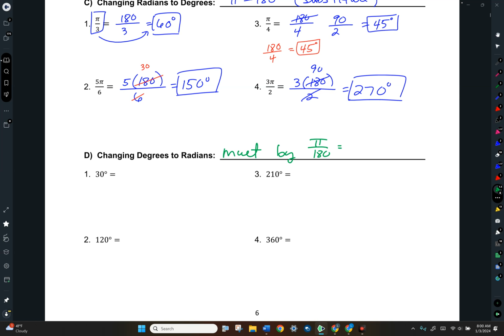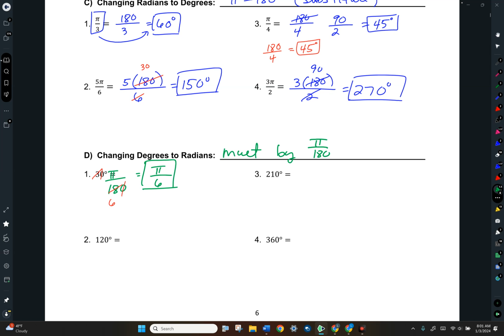Okay, so for 30 degrees, if I multiply by pi over 180, don't touch the pi because I don't want to get rid of pi, but now let's do like we did before. Let's simplify 30 and 180. Well, first of all, the zeros can cancel. 3 goes into 18 6 times, so really all I have is pi left on top, and on the bottom 6. So 30 degrees is the same as pi over 6.